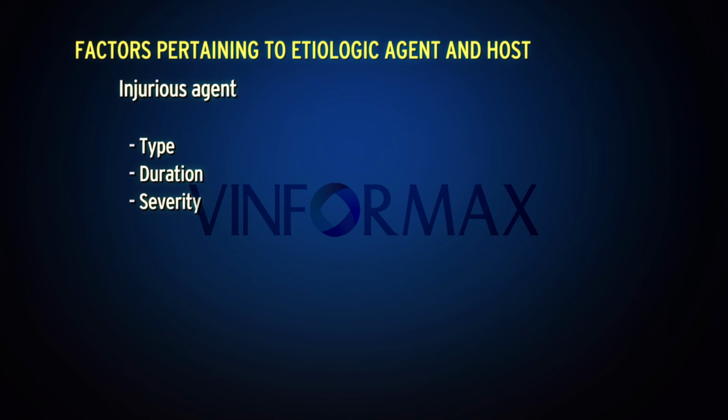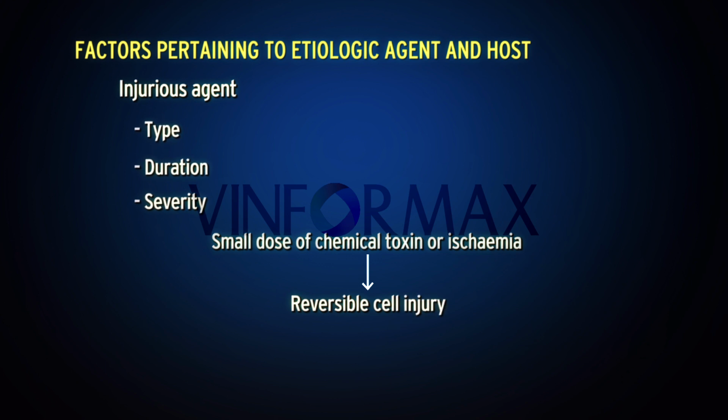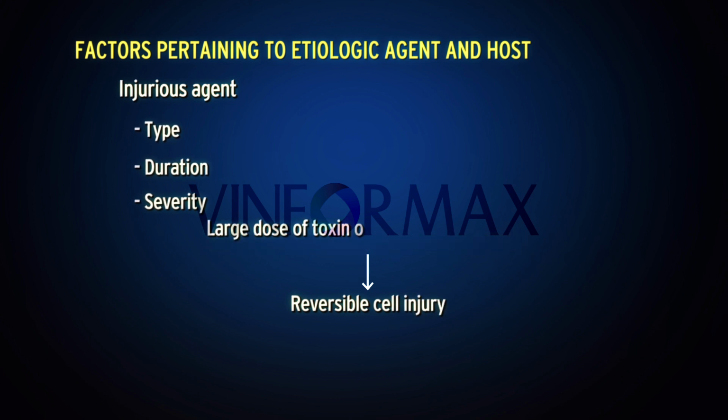The extent of cell injury depends upon the type, duration, and severity of the stress. Example: small dose of chemical toxin or ischemia for a short while can cause reversible cell injury, whereas large dose of toxin or persistent ischemia may cause cell death.